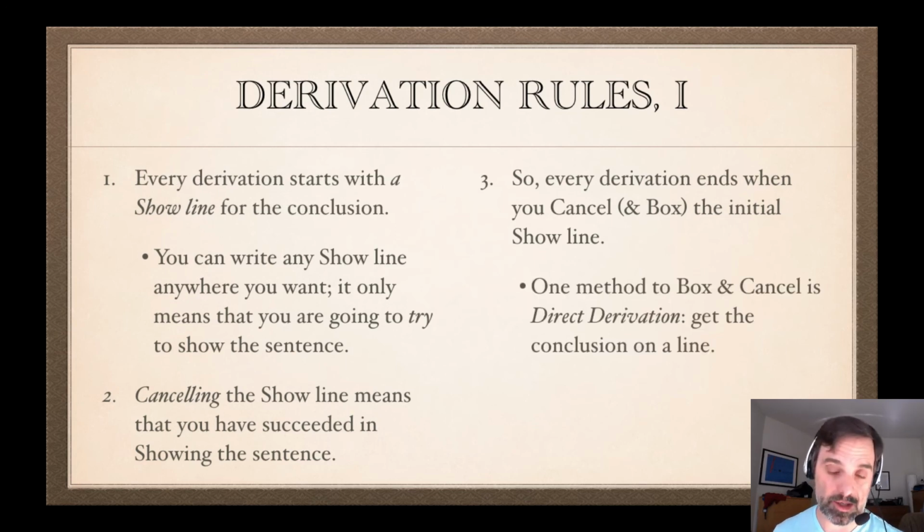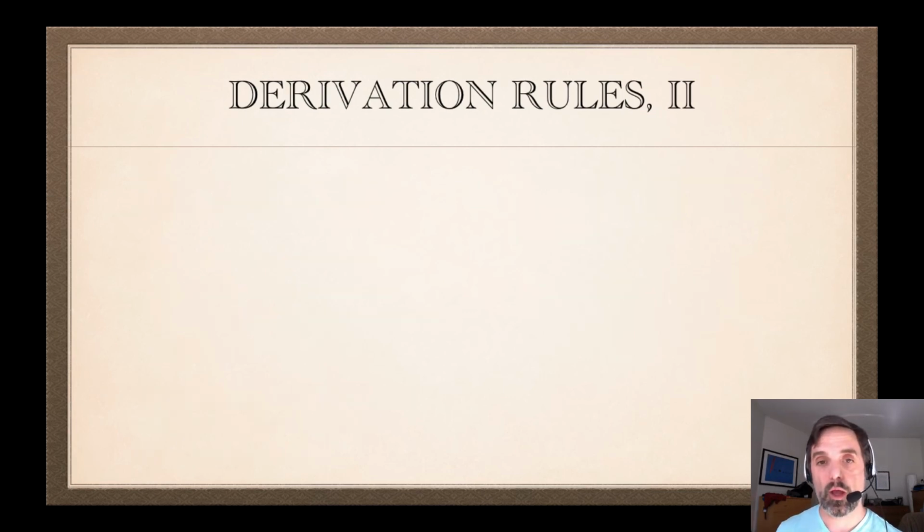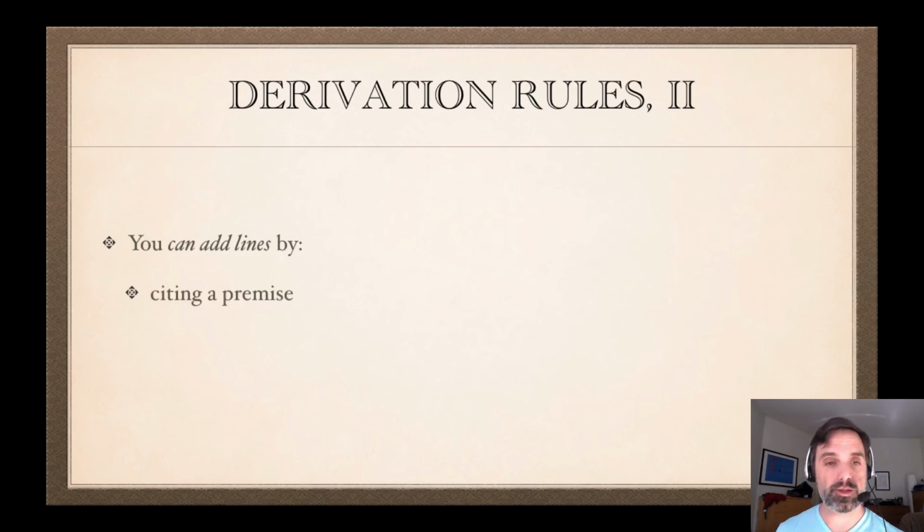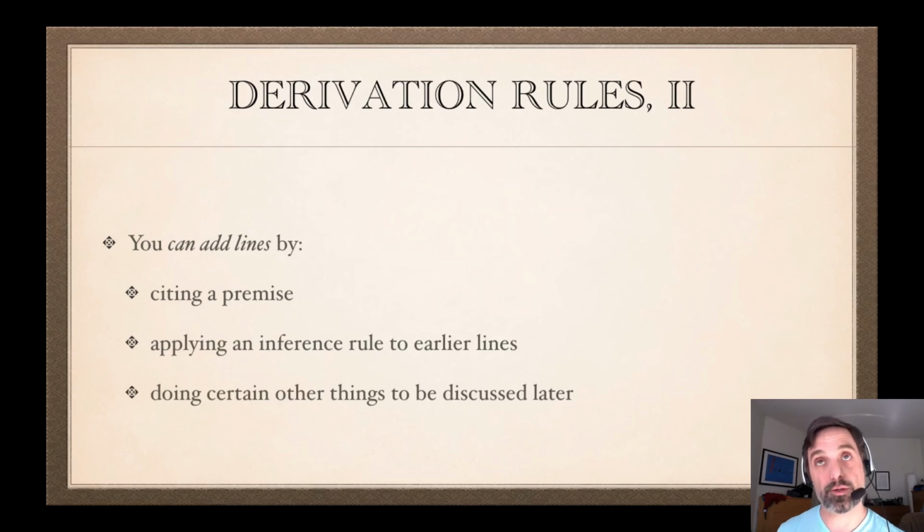One method to box and cancel, which we've seen, is direct derivation, and you do that by actually getting the conclusion on a line, and then saying, oh, there is the conclusion on a line. So how do you add lines once you have the initial show line? You can cite a premise, you can apply inference rules, and there are other things you can do that I'll discuss in subsequent videos.